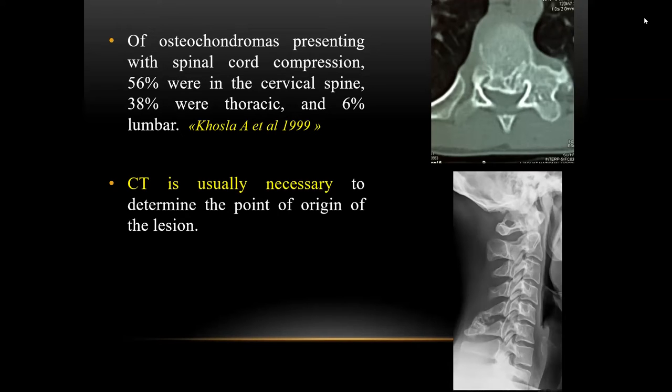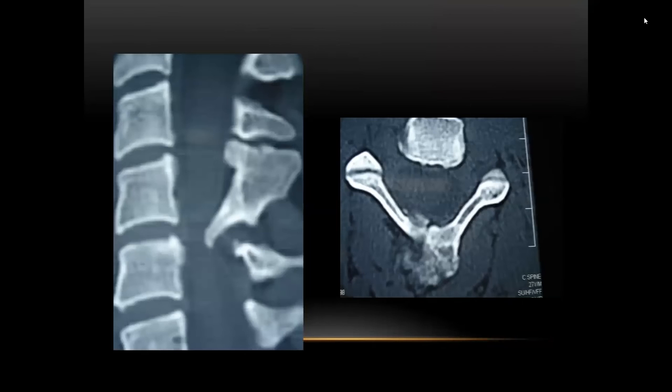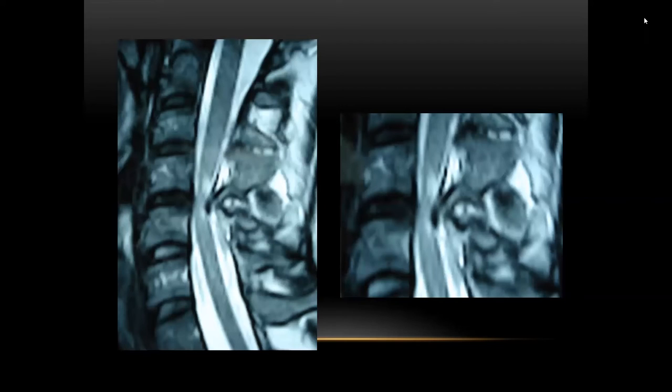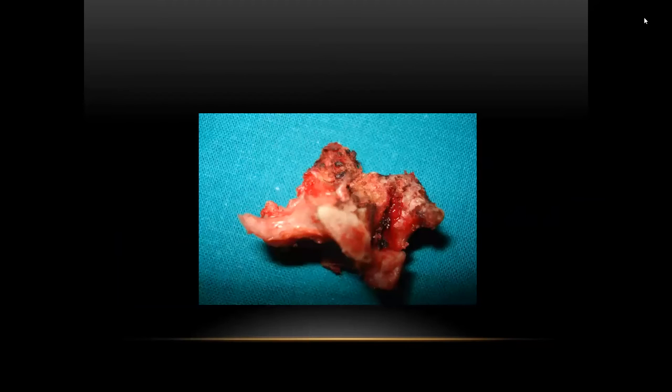CT scan is the essential diagnostic tool to see the point of origin of this tumor. Then you can decide and design your approach to take it out. You can see this in a 17 or 18 year old lad presenting with progressive quadriparesis due to a lesion in the cervical spine. The treatment here was very easy. You can see the MRI and the cord malacia of the cervical cord, and by wide laminectomy, you can get a very good result after decompression.